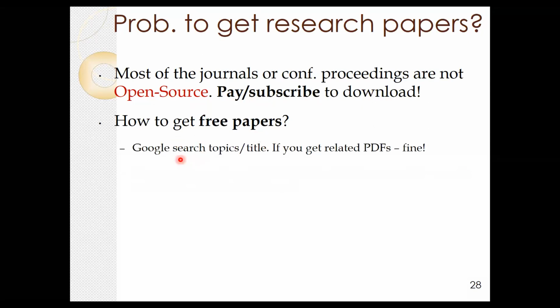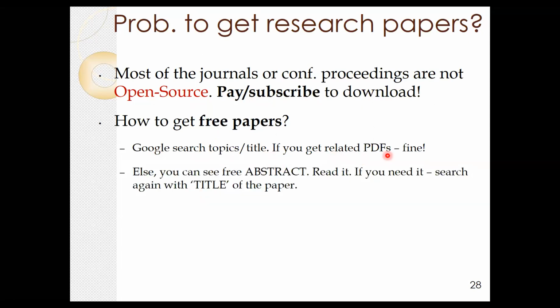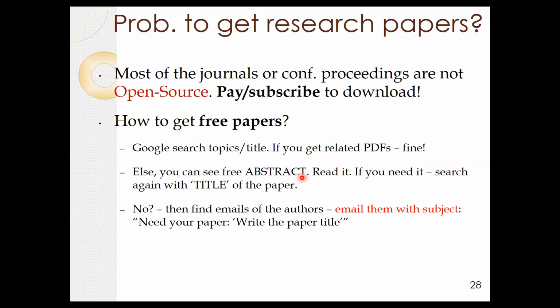If you do not get a paper, Google search the titles or topics. If you don't find the PDF, at least read the abstract. After reading it, if you feel that you need the paper, then search again with the title in a different way. Hopefully you will get it. Even if you don't, what I do is email the authors. Say you need their paper and write the paper title. Usually the author will reply to you. This is a common thing.